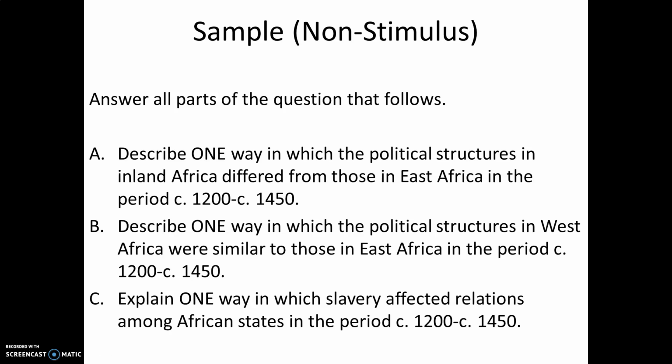Now what's a sample of a non-stimulus-based SAQ? It'll simply say answer all parts of the question that follows. In this particular instance, we are taking a look at the first era, circa 1200 to circa 1450. So the time frame, many instances will appear, not always, but much of the time it'll be there. Sometimes they'll specify one way, sometimes they won't. But again, just answer all parts of the questions that follow. You got to know it.